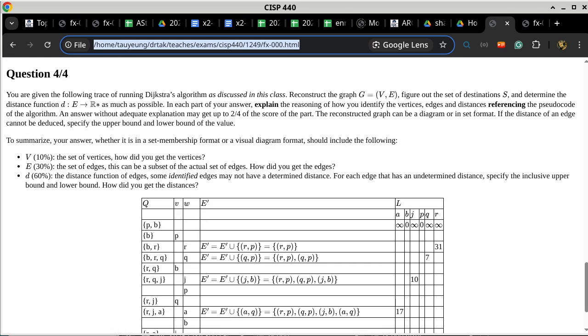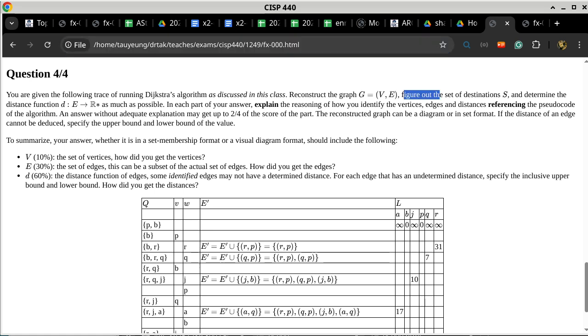Question number 4 is about Dijkstra's algorithm. Figure out the set of destination S. Let me highlight this. Highlighting actually shows that that's helpful. So the destination is how Q is initialized. So that's how we can determine that vertex P and vertex B are the destinations.